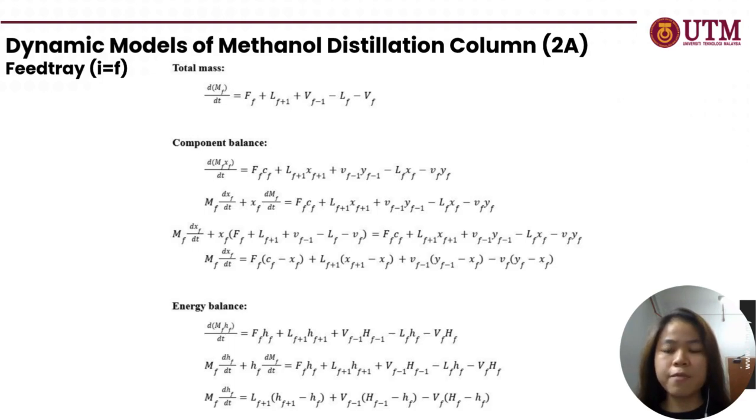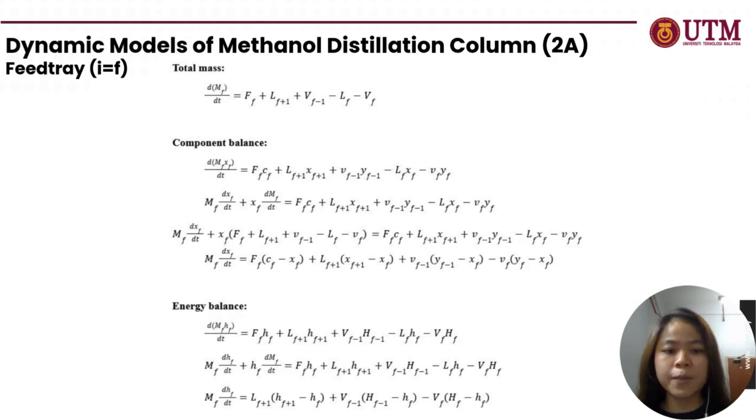In Part 2A, we derived dynamic models for each section of the column, including the feed tray, top and bottom trays, condenser, and reboiler. Each of these was modeled based on total mass, component, and energy balances. This provided a full dynamic representation of the distillation process.